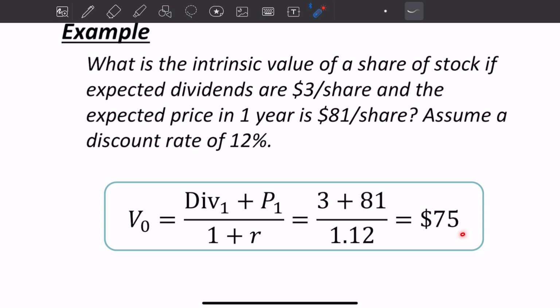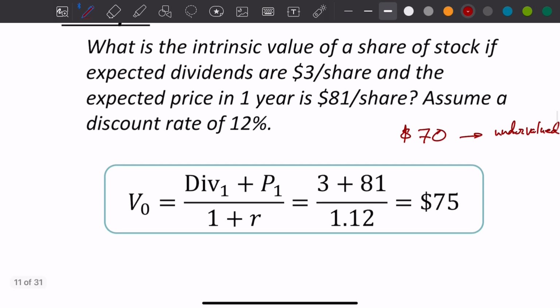So if you determine the intrinsic value to be $75 and you check the stock price and you find it to be lower than 75, let's say $70 for example, that means this is an undervalued stock and could potentially be an attractive investment opportunity for you.